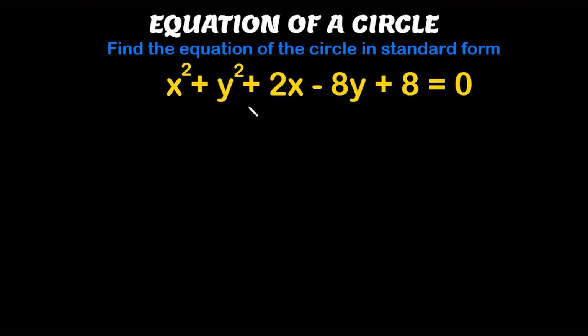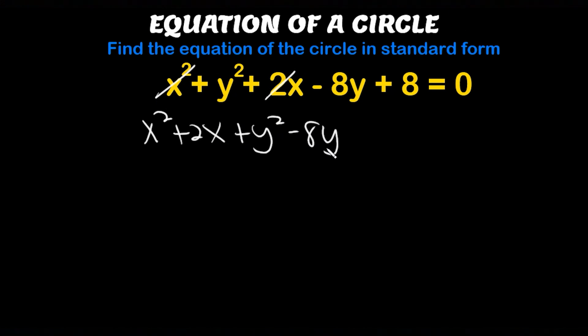So here's our next example. We're going to do the same thing. We're going to group together our x variables, group together our y variables, move the constant over, and then we're going to complete the square. So we're going to go a little bit quicker here. We're going to write x squared plus 2x. And you can cross them out so you know you're done. So I'm done here, and then plus y squared minus 8y equal to, I have to take that positive 8 and move it to the right-hand side. I'll get negative 8 here, okay?